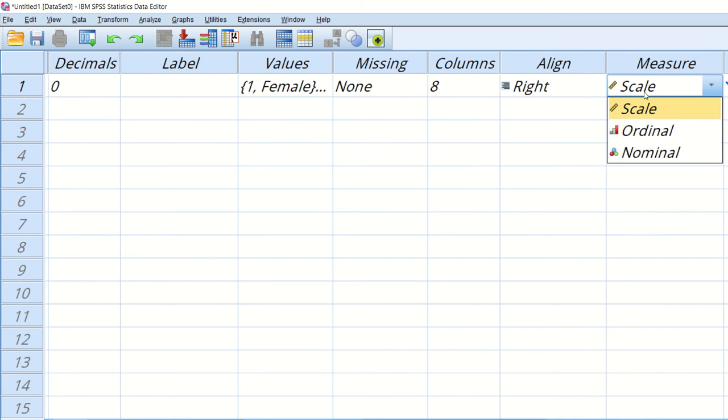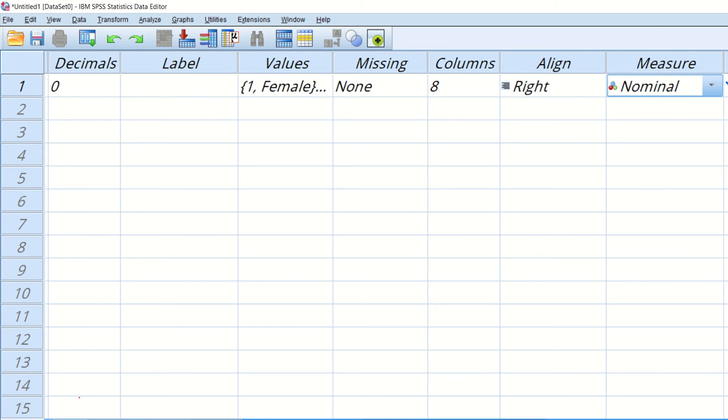Measure can be here, since it is a group, either ordinal or nominal. If the order matters, if the order is important, then it is ordinal. If the order doesn't matter, then it is nominal here. Okay, so for gender the order is not important, therefore it is nominal.